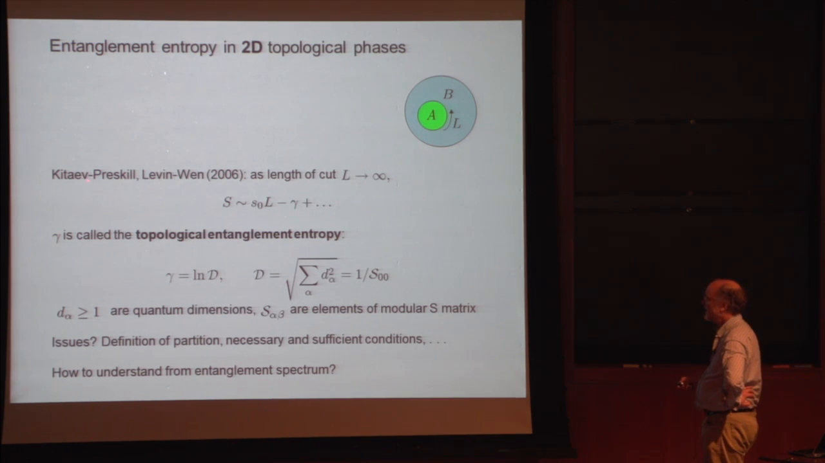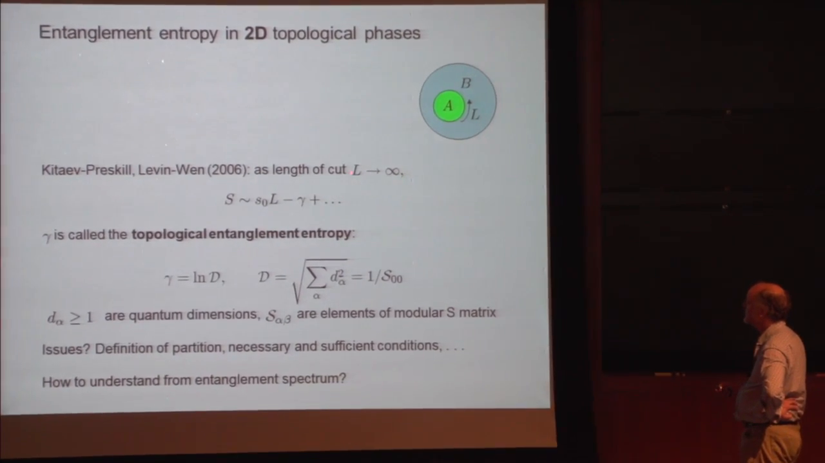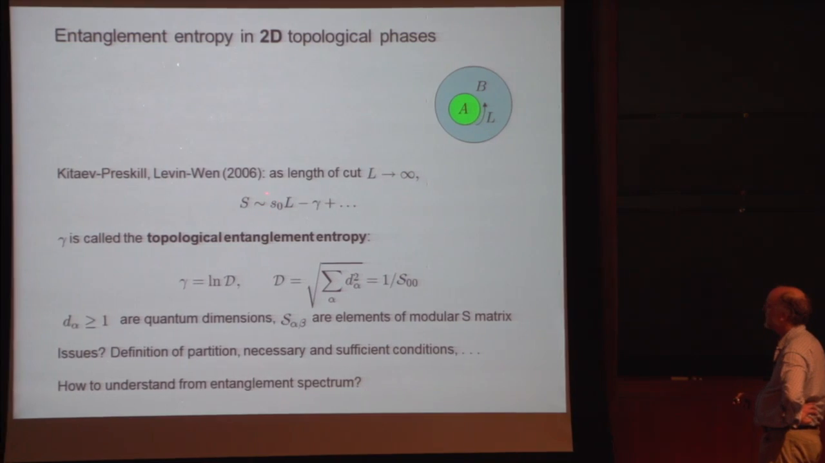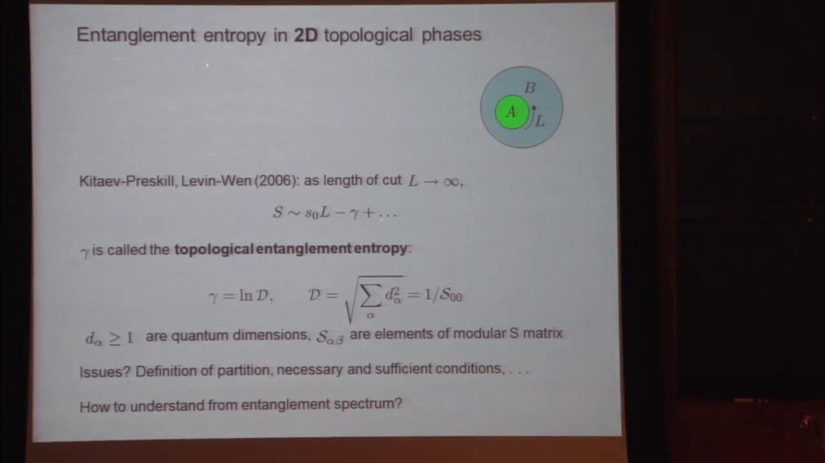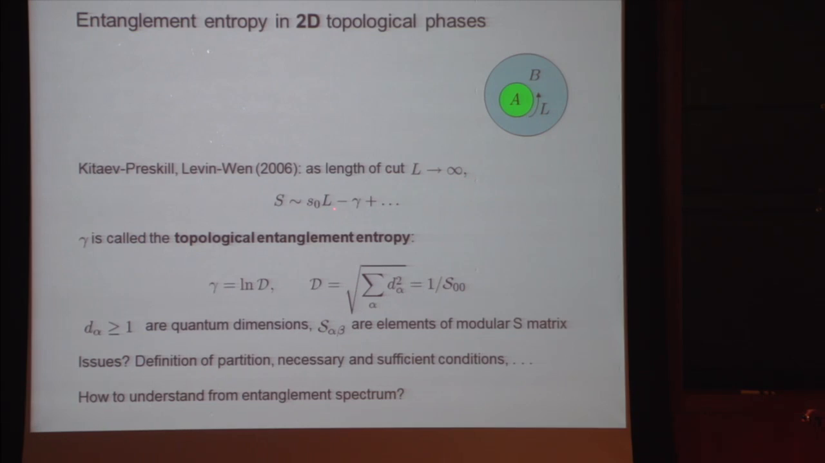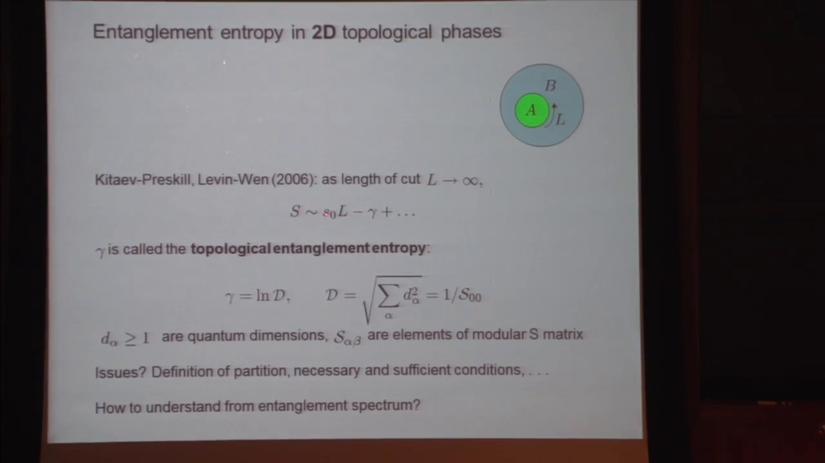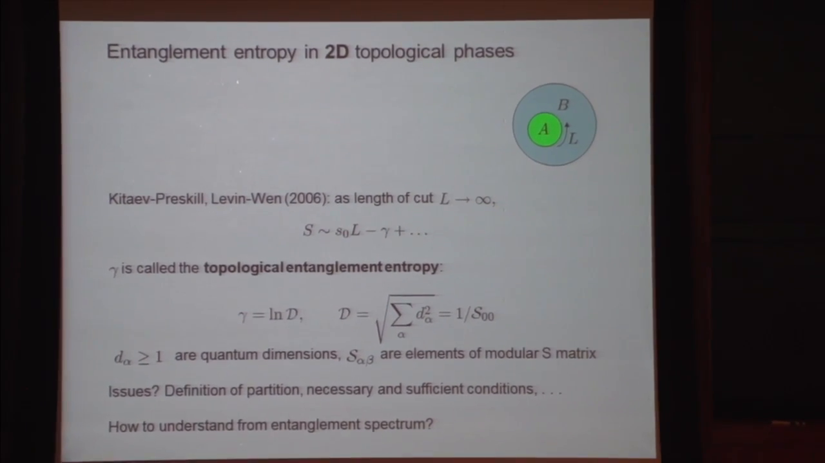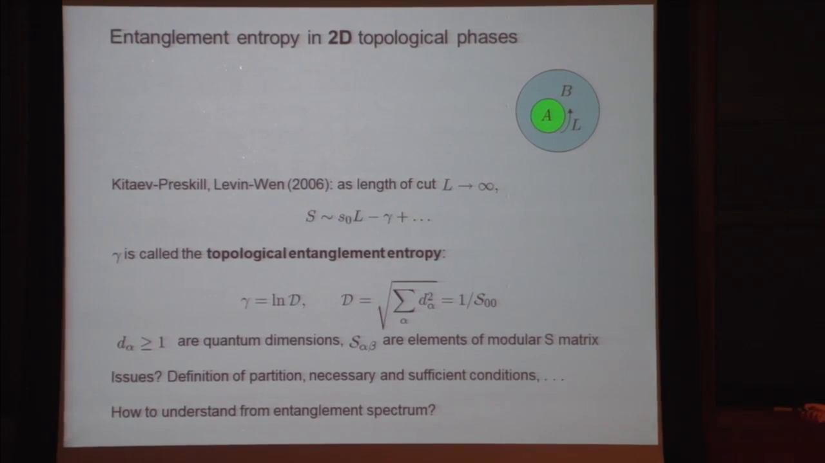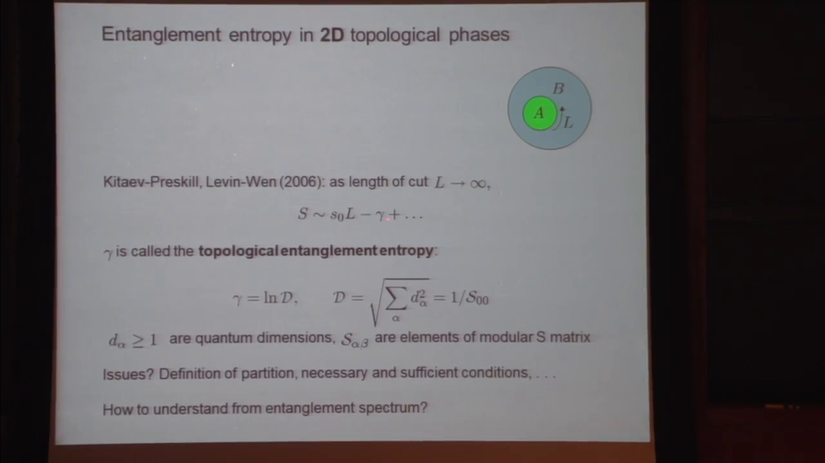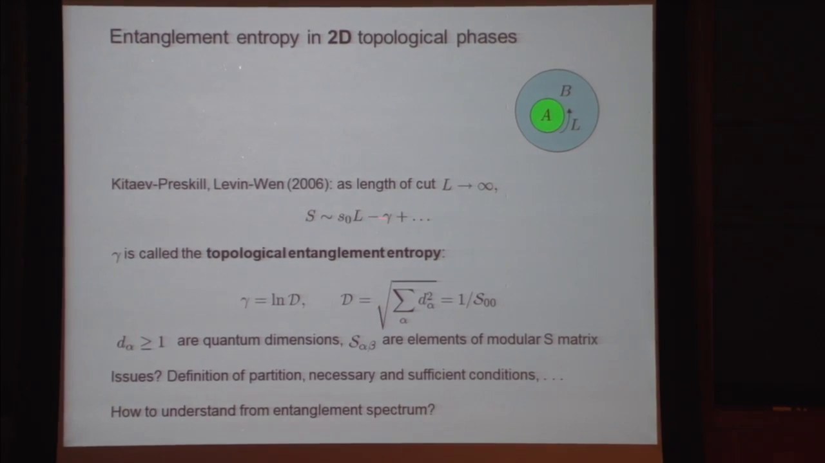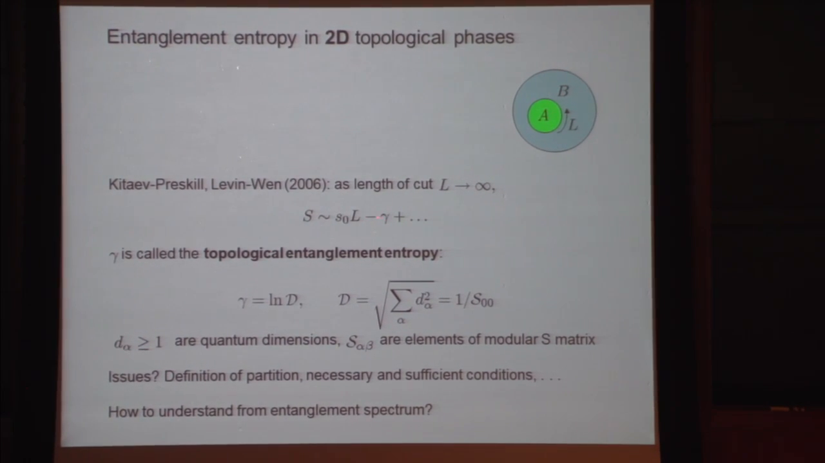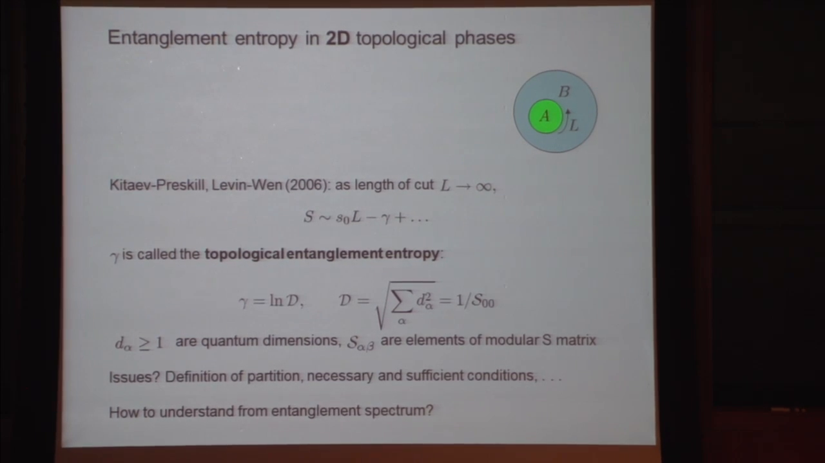So Kitaev and Preskill and Levin and Wen, at simultaneous times in 2006, argued that as the length of the circumference goes to infinity, the entanglement entropy has the following universal form. First, there's a non-universal coefficient times the length of the boundary. So this is what people call an area law, although here it's a length. And the subleading term of order 1 is minus gamma, well, gamma is called the topological entanglement entropy.